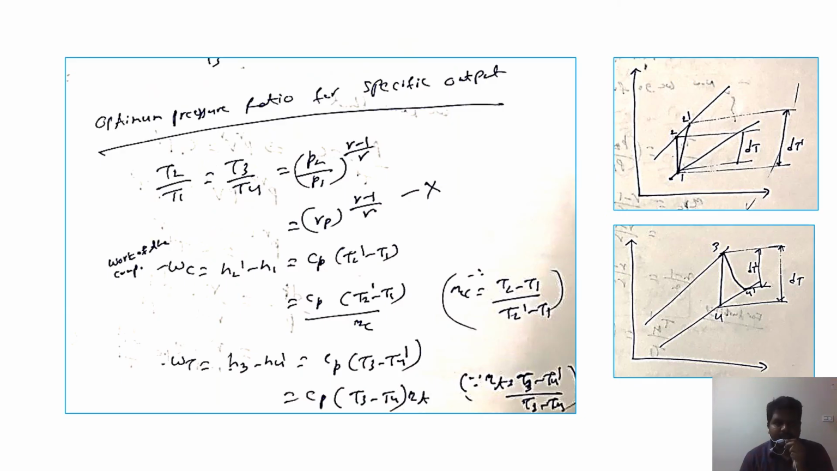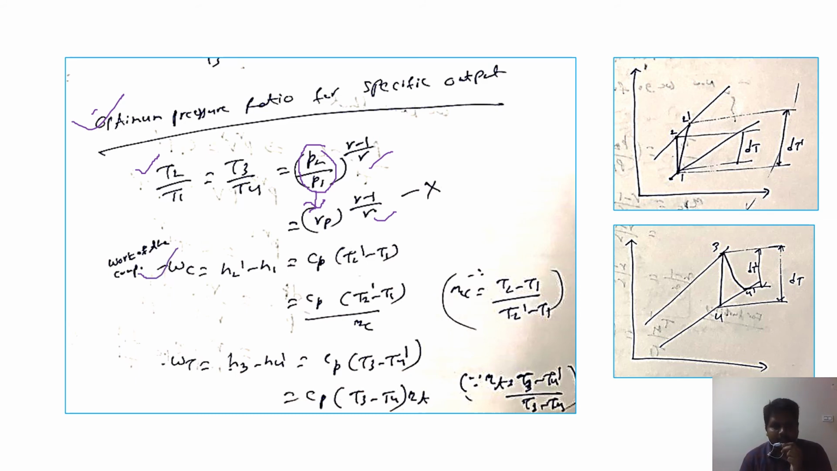Now let us find optimum pressure ratio for specific output. We know that T2 by T1 equals to T3 by T4 equals to P2 by P1 whole power gamma minus 1 by gamma. This equation we already discussed in one of our previous class. Here P2 by P1 we can write it as RP, which means pressure ratio, whole power gamma minus 1 by gamma.